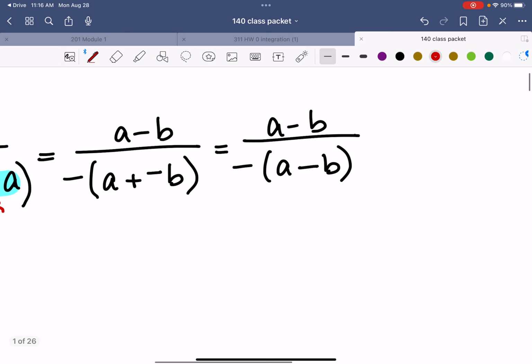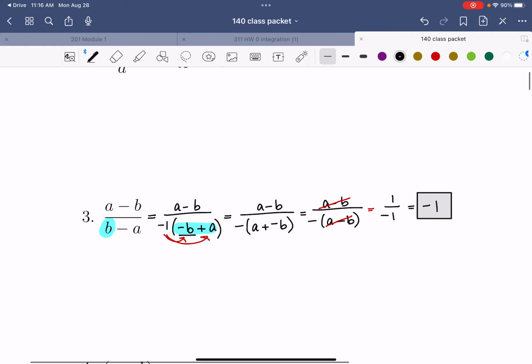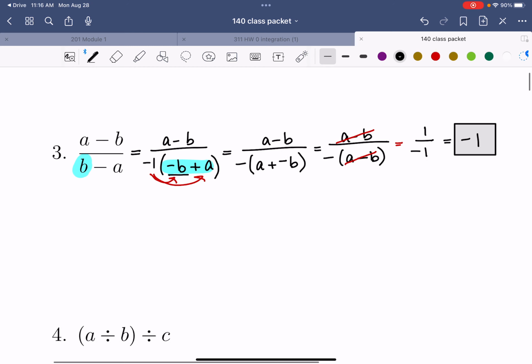And then I've got two of the same exact thing, top and bottom, and I'm allowed to go ahead and cancel those two things. And so that means this is going to actually turn into 1 over -1, and 1 divided by -1 is just -1. So after all that, I end up with -1, okay? So essentially, two things that are being subtracted in the opposite orders, when you divide them through, you get -1, okay? And it doesn't matter which one's on top and which one's on the bottom, okay?